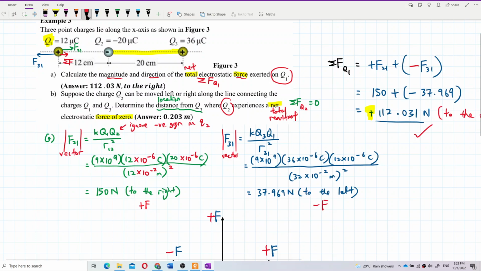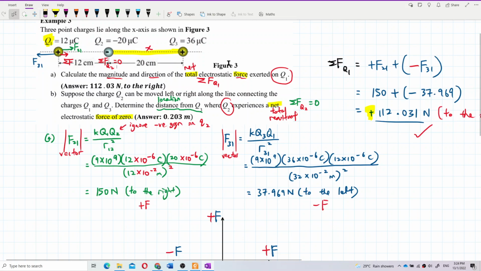I can put this distance as x. I want to find this distance x, this location, where the resultant force on Q2, where Q2 experiences a net force of 0. The resultant force on Q2 now is 0. So what is x? It means the distance of Q2 from Q3, when the net force on Q2 is 0. So how to do this?